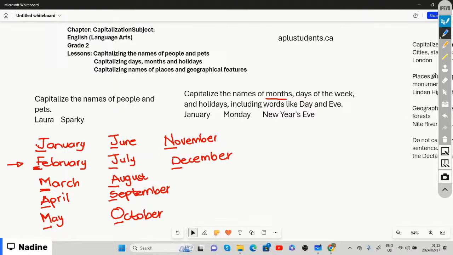Then also the days of the week. Even days of the week need to be capitalized. So we have Monday, Tuesday, Wednesday.